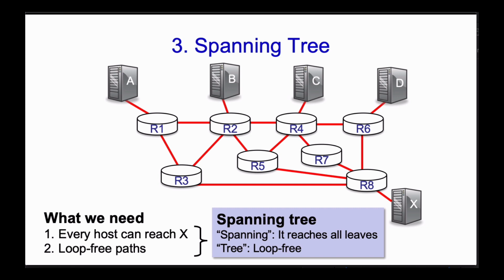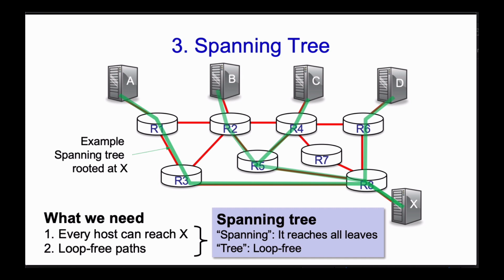And therefore, it's helpful to think in terms of spanning trees. Spanning because it reaches all the leaves, and a tree because it's loop-free. So for example, the green tree that I'm showing here is a spanning tree rooted at X. If we want to deliver packets to X, we simply need to make sure that the packets jump onto and follow the spanning tree. And as we'll see later, there are many ways to build spanning trees using a central or a distributed algorithm. Note that there's a separate spanning tree for every destination. In my figures, I'm only going to show the spanning trees for one destination at a time, in this case X, just to keep the figures a little bit more understandable.